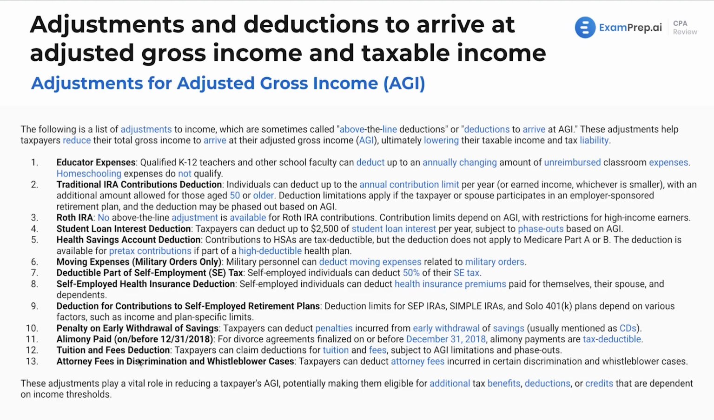Tuition and fees deductions. Taxpayers can claim deductions for tuition and fees subject to AGI limitations and phase-outs. And then attorney fees in discrimination and whistleblower cases. Taxpayers can deduct attorney fees incurred in certain discrimination and whistleblower cases. Now, we've got a bunch of these adjustments. You'll see more of them. We'll see them in different contexts. Just make sure you are familiar with them. You're going to see them a lot throughout this course.